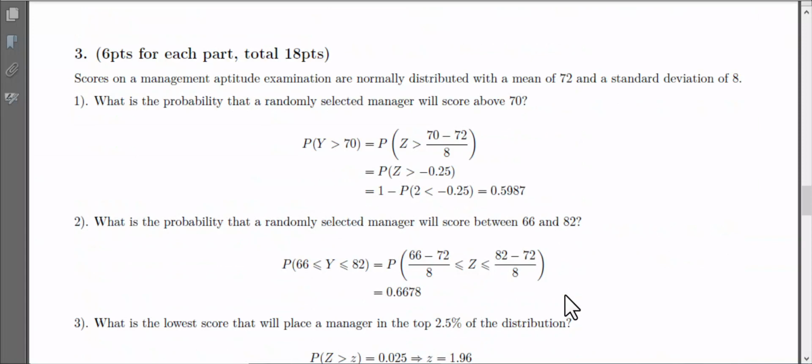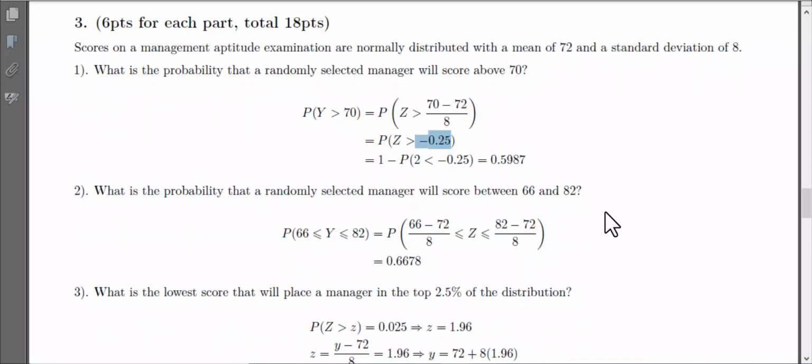Question number 3 is about the normal distribution. This is not a standard normal because its mean is 72, standard deviation is 8. So if y denotes the scores of a management aptitude exam, in this case, a randomly selected manager will score above 70. So we want to know the probability of y greater than 70. Then first we transform y into z, right? Minus the mean divided by standard deviation. So we do the same thing for 80. That's how we get a negative 0.25. And then we get the probability.